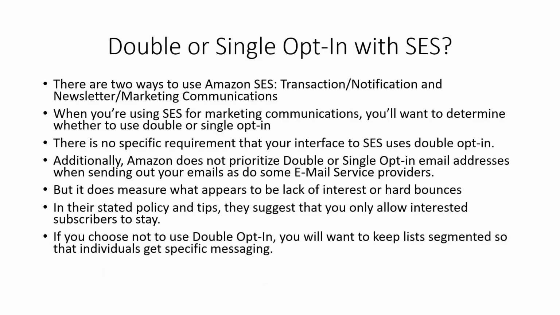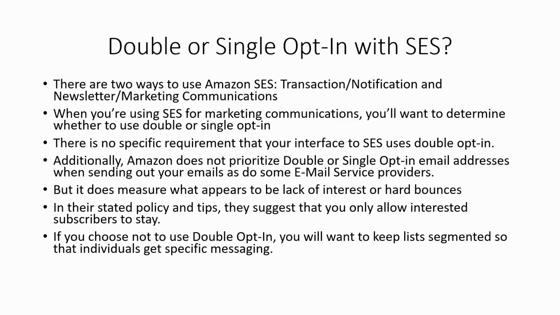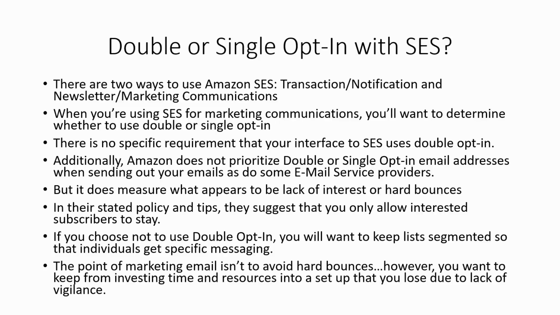Now, if you choose not to use double opt-in, you will want to keep your list segmented so the individuals get specific messaging to the reason that they actually opted in. Of course, the point of email marketing is not to avoid hard bounces. You do, though, want to keep from investing time and resources into a system like Amazon SES and lose it due to a few simple things that you can put in place. So if you choose, again, not to use double opt-in, make sure that you're keeping your messaging specific and segmented.